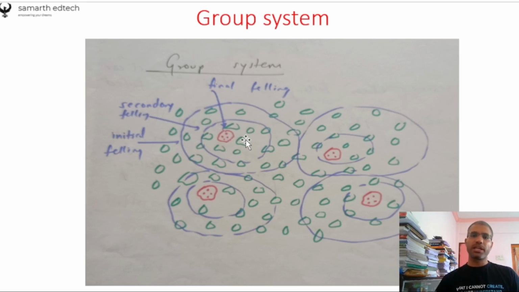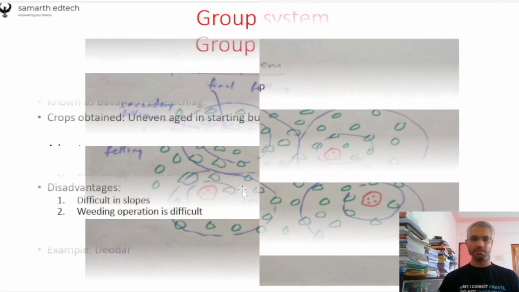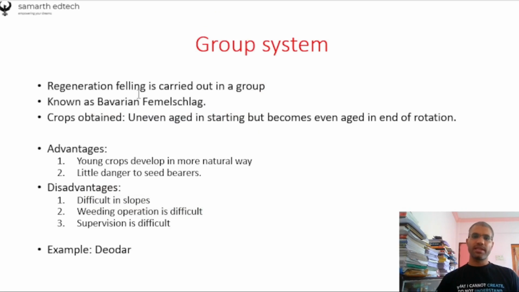So this particular initial felling, intermediate felling, and the final felling has been carried out in all the groups. That is why this system is called your group system. So the regeneration felling is carried out in a group, as we have already seen. It is also known as Bavarian Feldschlag.